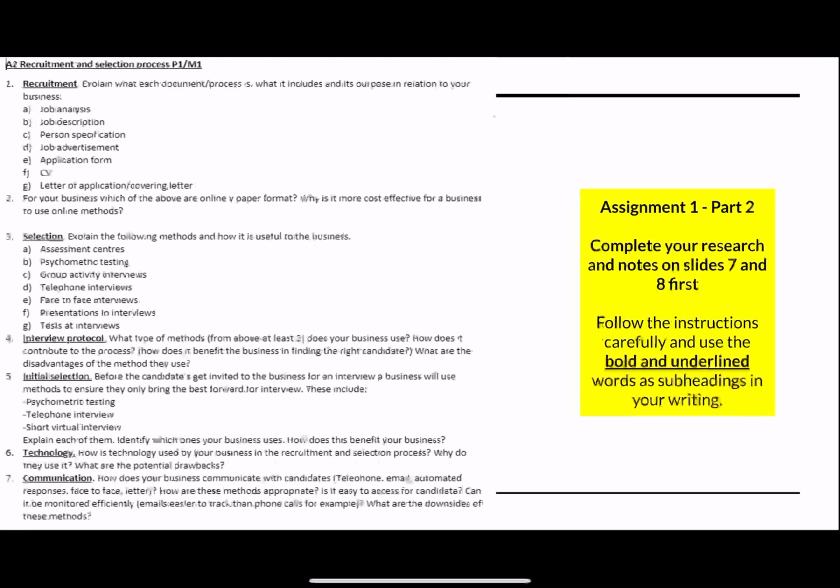For the second part of the task, this is asking you to do some research on different recruitment and selection methods. You need to talk about each of these ones suggested in our lists in 1, 2, and 3, and you need to talk about which of these methods your business uses and why. Before you write this up, please complete your research and notes on slides 7 and 8 first, making sure that you follow the instructions carefully and using the bold and underlined words and subheadings in your writing.